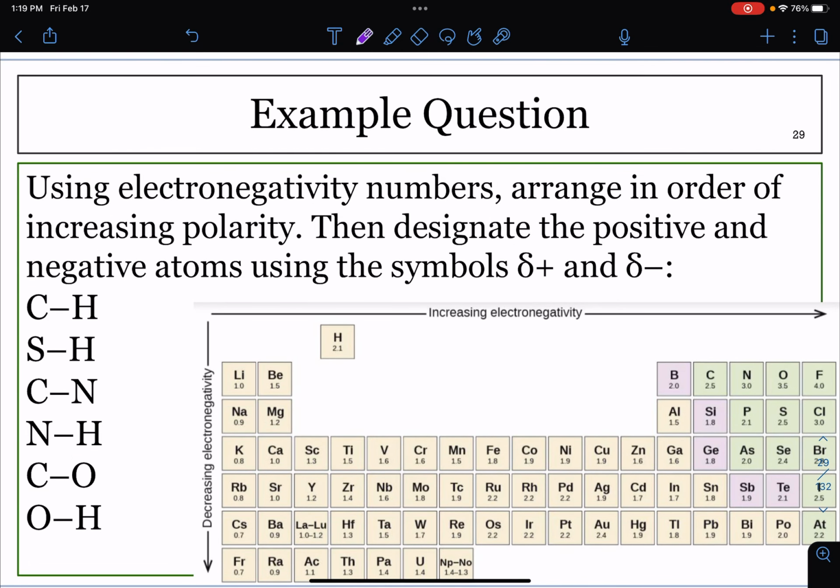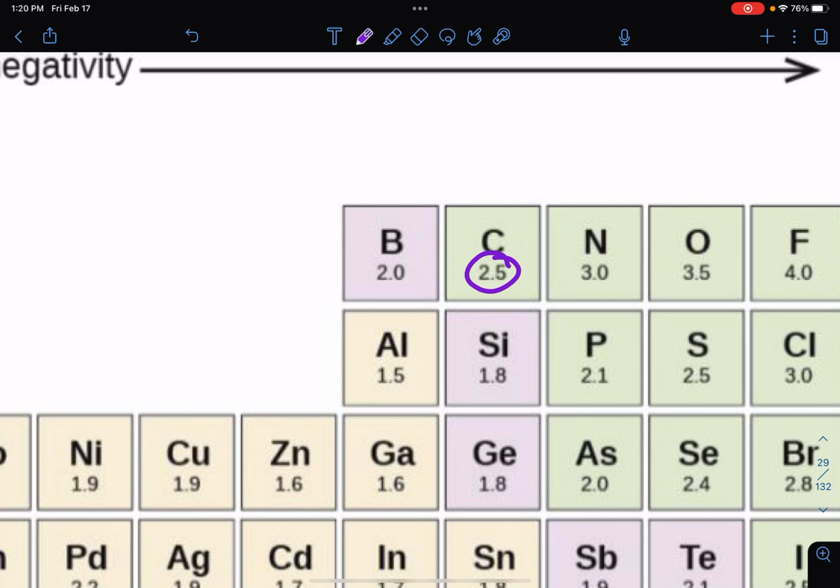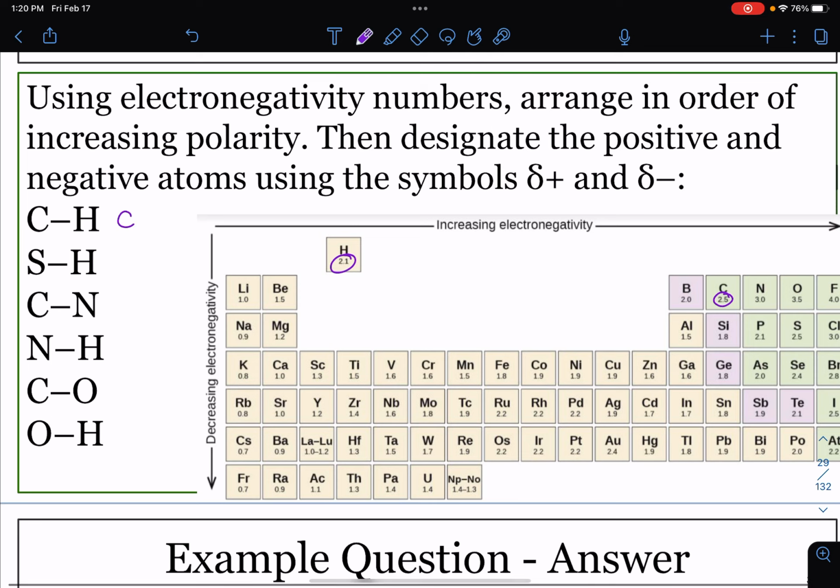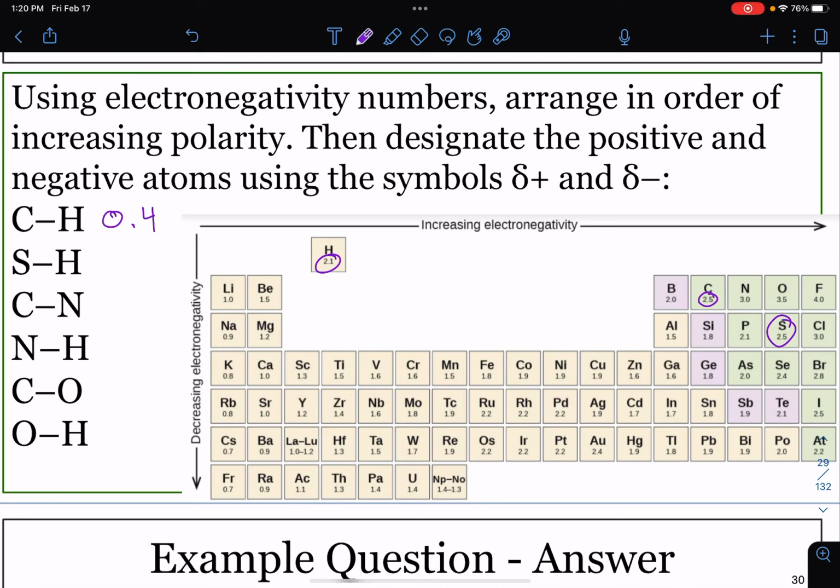Looking at the periodic table of electronegativity numbers, let's compare the difference between each pair. So we're going to look between carbon and hydrogen. This line between them represents the bond between carbon and hydrogen. Carbon has a value of 2.5 and hydrogen 2.1. So that difference is 0.4. Sulfur has a value of 2.5 and hydrogen 2.1. It also has a difference of 0.4. Both of these would be considered to be pure covalent bonds. They share the electrons quite evenly between them.